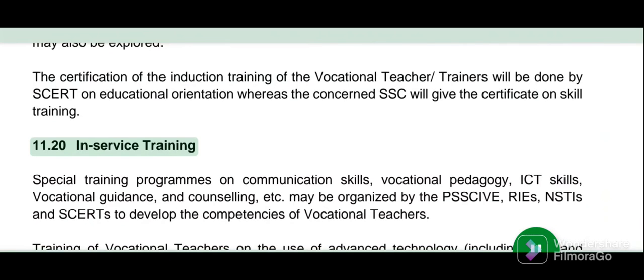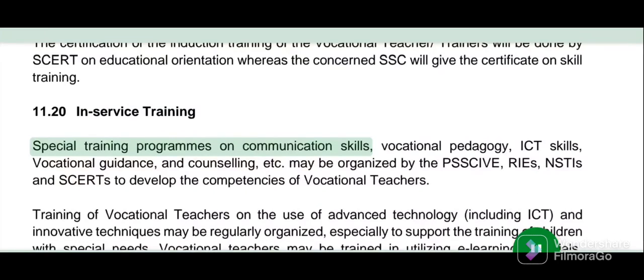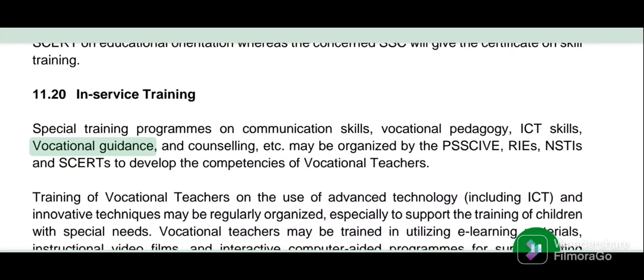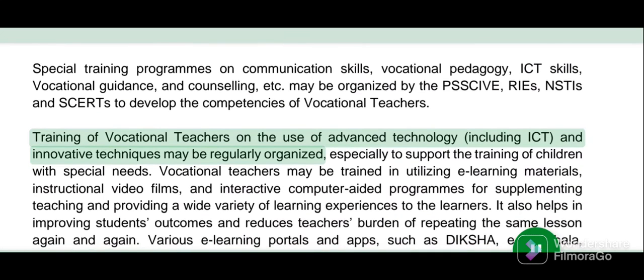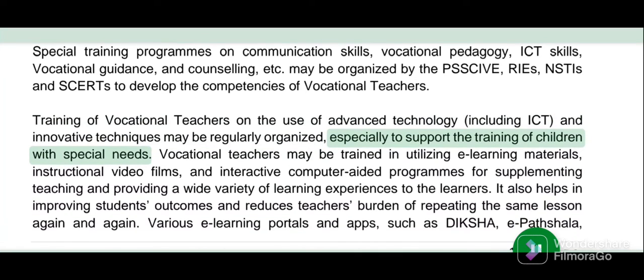11.20 In-service training. Special training programs on communication skills, vocational pedagogy, ICT skills, vocational guidance, and counseling, etc. may be organized by the PSSCIVE, RIE, NSTIs and SCERTs to develop the competencies of vocational teachers. Training of vocational teachers on the use of advanced technology including ICT and innovative techniques may be regularly organized, especially to support the training of children with special needs.